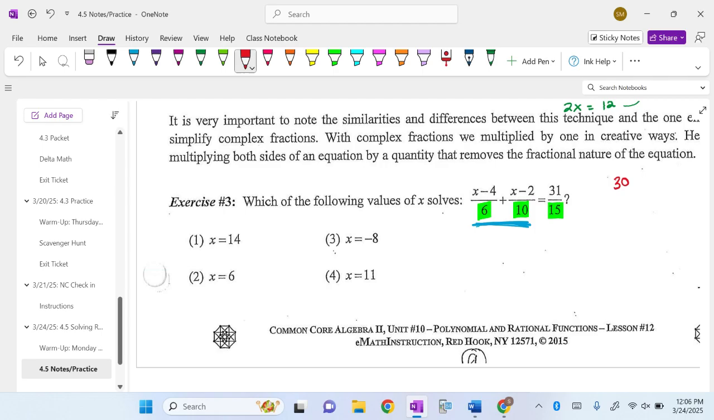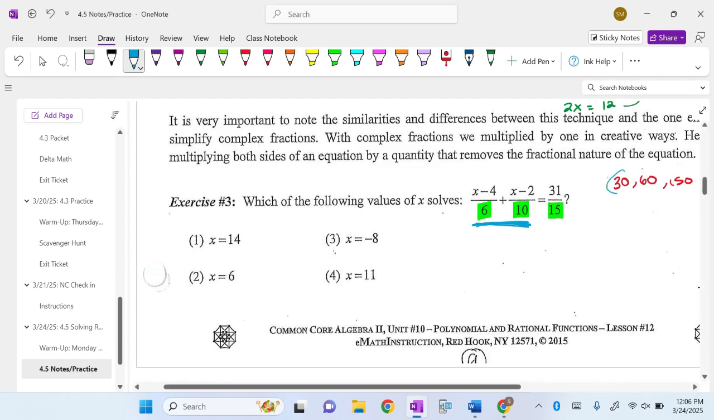Multiply some of the numbers together. What do you get? 60 would work. What's another one? What's 10 times 15? 150. So those are some numbers that could work. Like I said, if you have a common denominator, it still works. Your numbers are just a little bit bigger and they still simplify down. But if you have the least common one, it's just less simplifying on your end. So in this case, the LCD is 30.